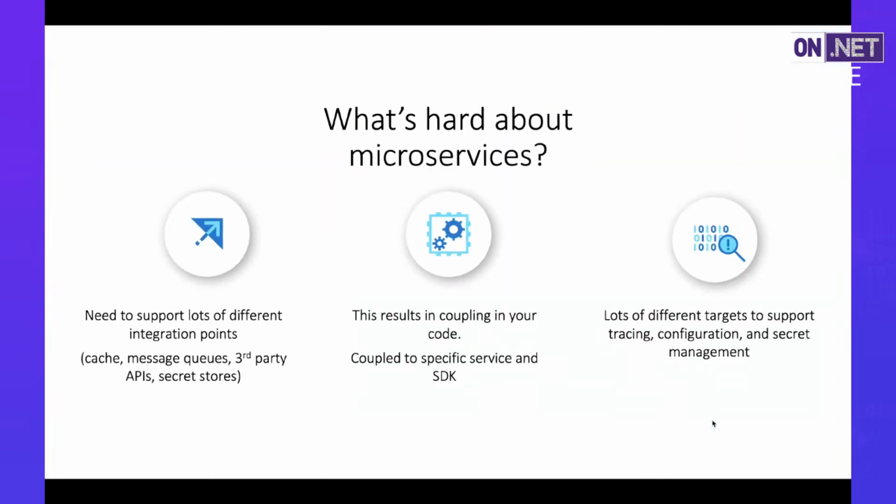So when we think about what's hard about building microservices today, there's a lot of stuff that's hard, but I want to focus on a couple of problems that I think Dapr has an interesting solution to. We probably need to support a lot of different integration points. You're building some kind of cloud service today. Maybe you need to talk to Event Grid, or blob storage, or Twilio or SendGrid to send email. There are a lot of different kinds of things you might need to integrate with to build real production systems. And the result is that you get coupling in your code.